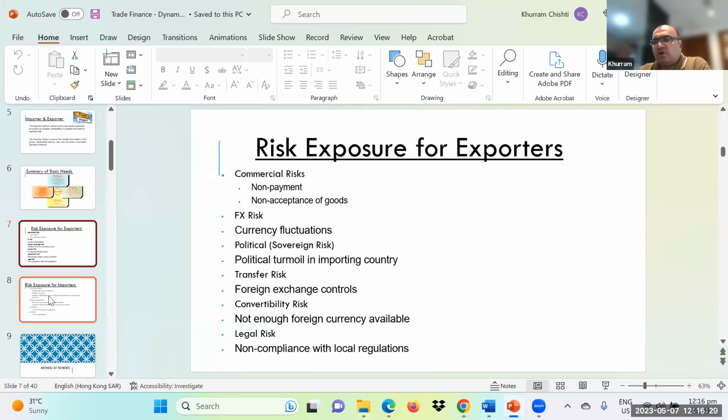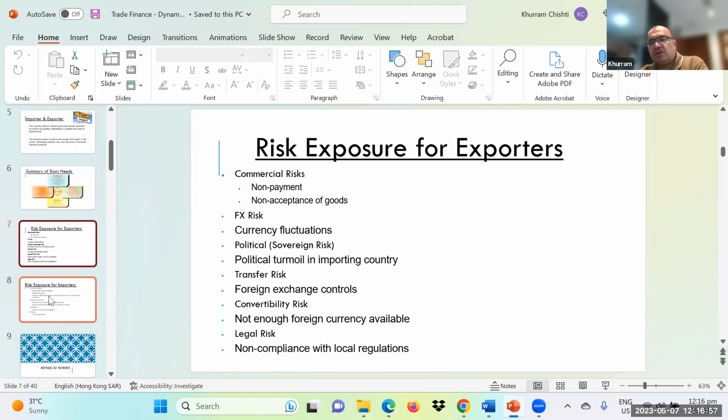Political risk, sovereign risk, political turmoil in the importing country. For example, currently there are certain countries in the world, like Sudan, like Russia, having internal issues. So what if I supply the goods, KC Limited in India supplied rice to areas like Iraq, Syria, and then later on the situation worsened and my money was stuck? Right, political risk.